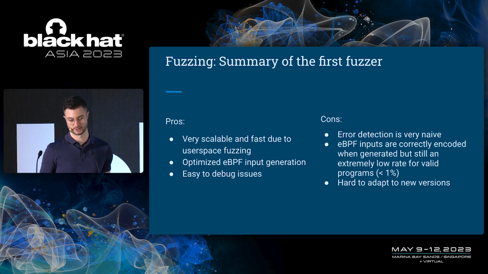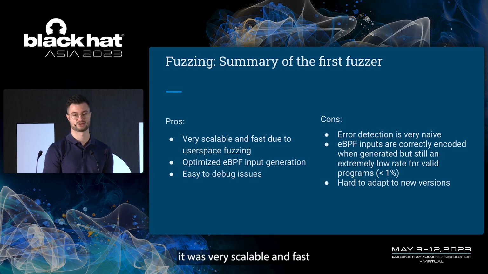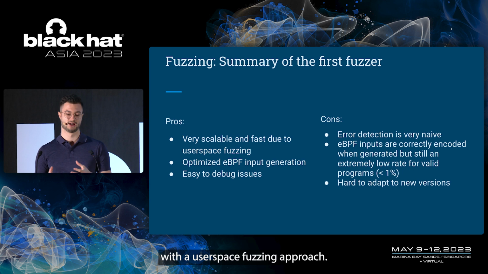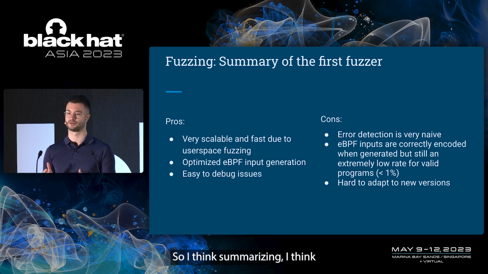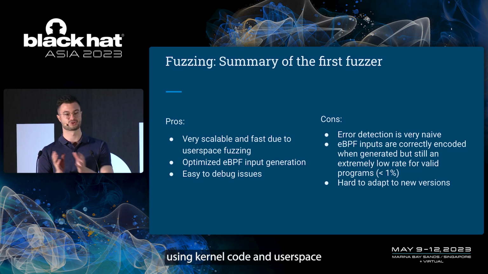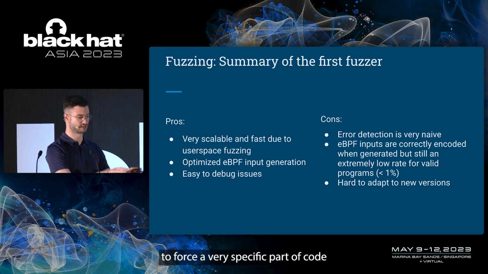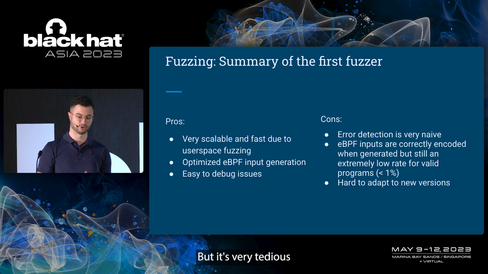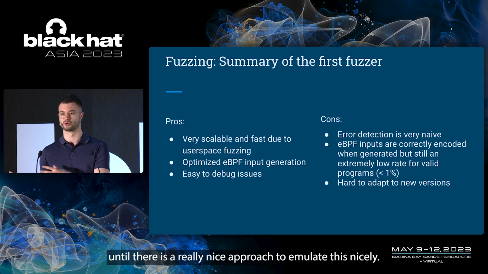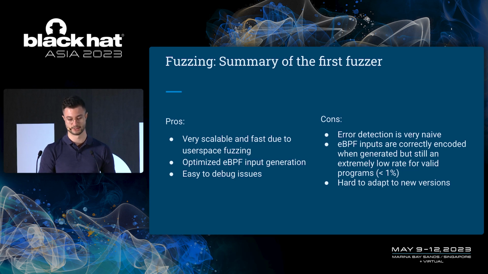So to summarize, the first version of the fuzzer was very scalable and fast thanks to the user space fuzzing approach. However, it was hard to adapt this to new versions. Summarizing, I think using kernel code in user space to fuzz a very specific part of code can be very fast and speed up the process, but it's very tedious and hard work until there is a really nice approach to emulate this.